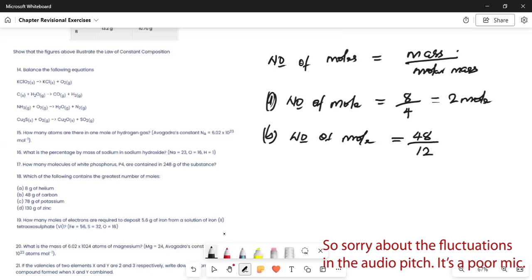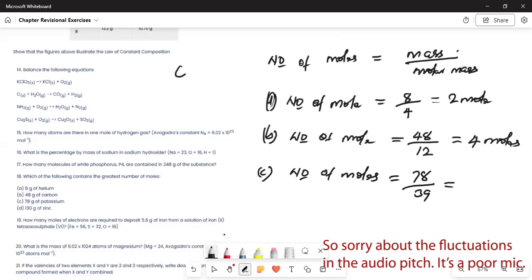When we say molar mass, we mean the mass of 1 mole. And for carbon and all the monoatomic elements, their relative atomic mass is the same thing as their molar mass, because 1 mole of carbon is the same thing as 1 atom of carbon, since carbon is monoatomic. So 48 divided by 12 is 4 moles. And option C, 78 gram of potassium will be 78 divided by the molar mass of potassium. The molar mass of potassium is 39. So 78 divided by 39, that is 2. So 2 moles.